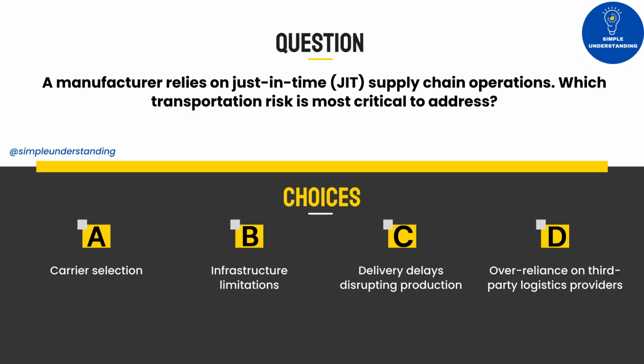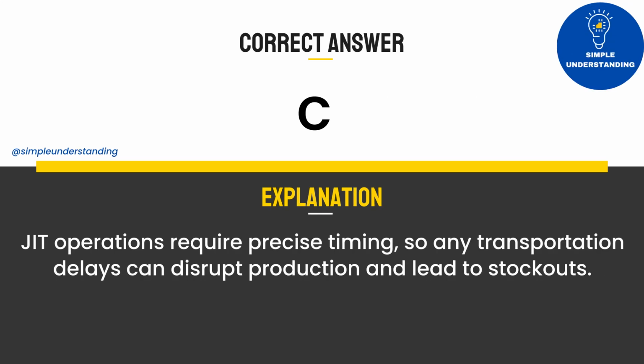6. A manufacturer relies on just-in-time (JIT) supply chain operations. Which transportation risk is most critical to address? A. Carrier selection. B. Infrastructure limitations. C. Delivery delays disrupting production. D. Over-reliance on third-party logistics providers. Correct answer: C. Explanation: JIT operations require precise timing, so any transportation delays can disrupt production and lead to stockouts.